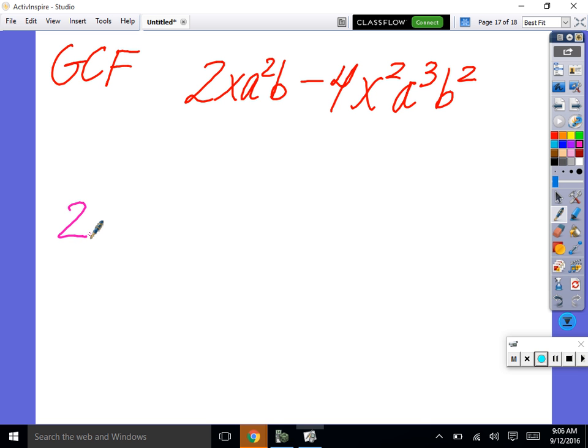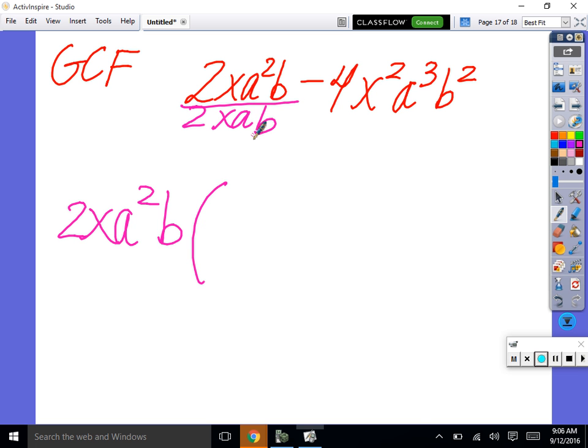X to the first, x squared. So there's at least one x, correct? A squared, a cubed. Can't we pull out at least 2 a's out of both? So we'll pull out a squared. B and b squared. So we'll pull out a b. So you write it, put your parentheses, go back and do 2x a squared b, divide by your GCF. Divide by 2x a squared b, divide it in sections.